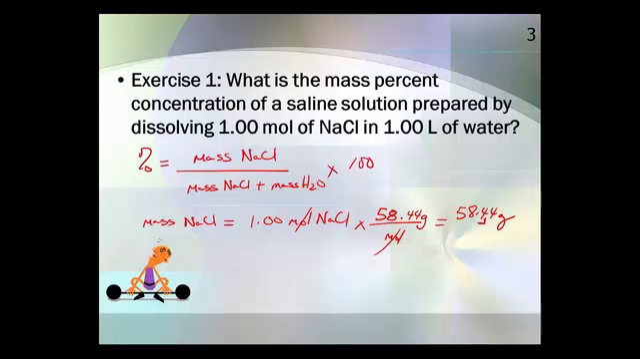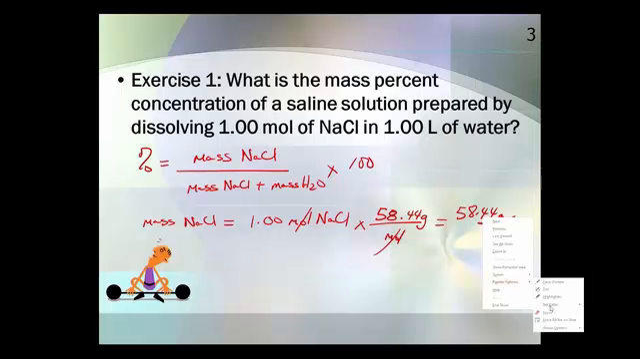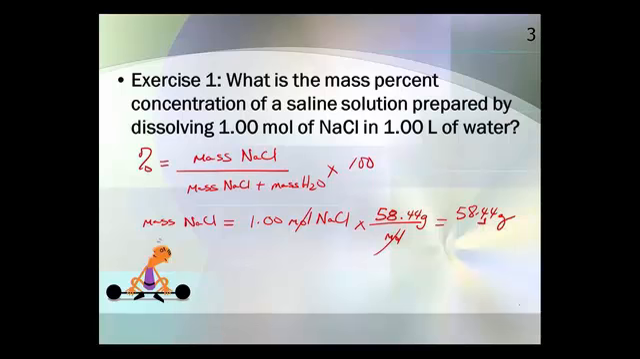Now we need to find the mass of water. In this case, we're given the volume of water. The relationship between mass and volume is the density, and I happen to know what the density of water is. The density of water is 1.00 grams per every 1 milliliter.